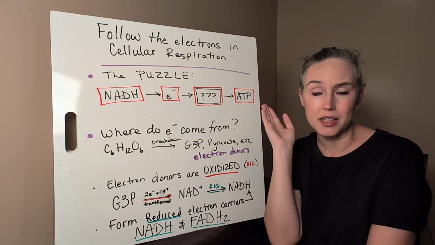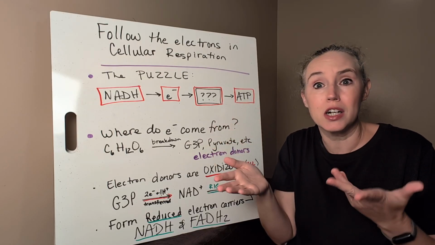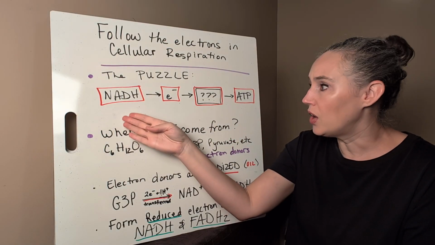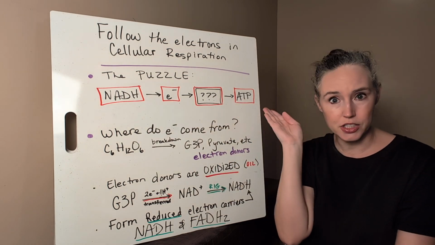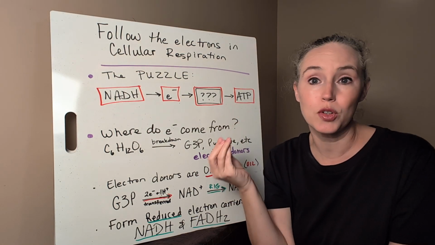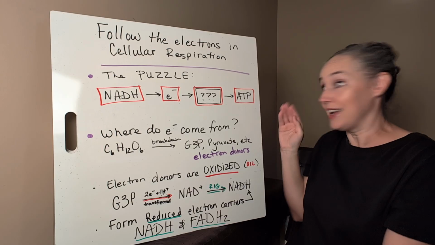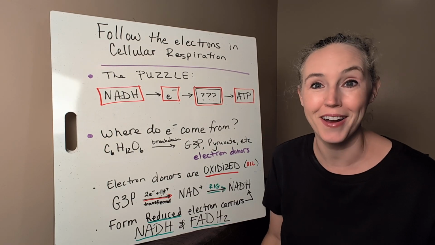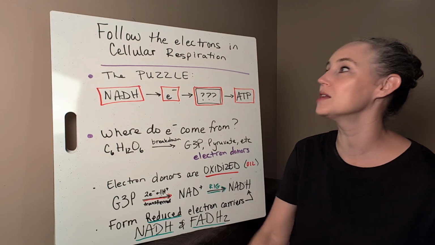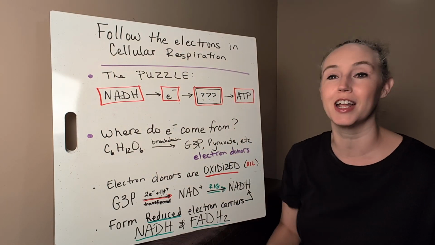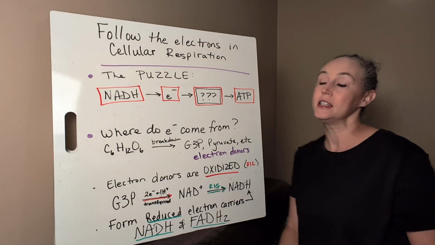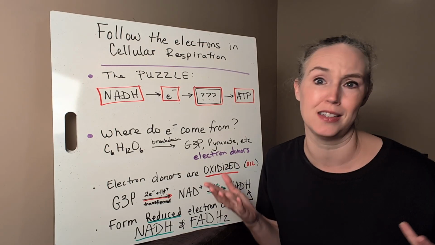Electrons never touch ATP synthase. They never touch ADP or inorganic phosphate. So how does this actually result in a transfer of energy that allows us to finally do cell work? Well, I'm Miss Parrott, and in this video, we are going to be following the electrons in cellular respiration to answer that very question. So first, where do these electrons come from?